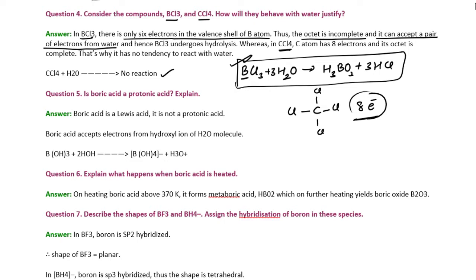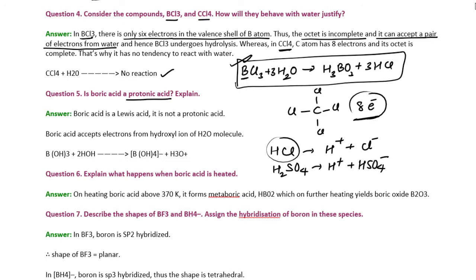Okay, next question: is boric acid a protonic acid? What is a protonic acid first? Keep in mind, a protonic acid is one which can give a proton, like HCl. HCl when dissolved in water gives H plus and Cl negative, so HCl is a protonic acid. H2SO4 can also give H plus ion, so it is also a protonic acid. HNO3 can give H plus ion, so it is also a protonic acid. They are all protonic acids.